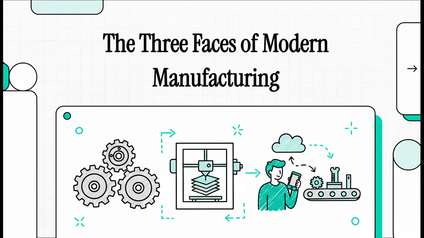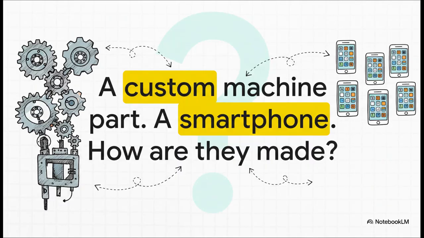Let's dive in. I mean, just think about it for a second. You've got this one-of-a-kind part for a very specific machine. And then you've got a smartphone, one of literally millions that are all exactly the same. They can't possibly be made the same way, right? So what are the systems that actually bring these totally different things to life?